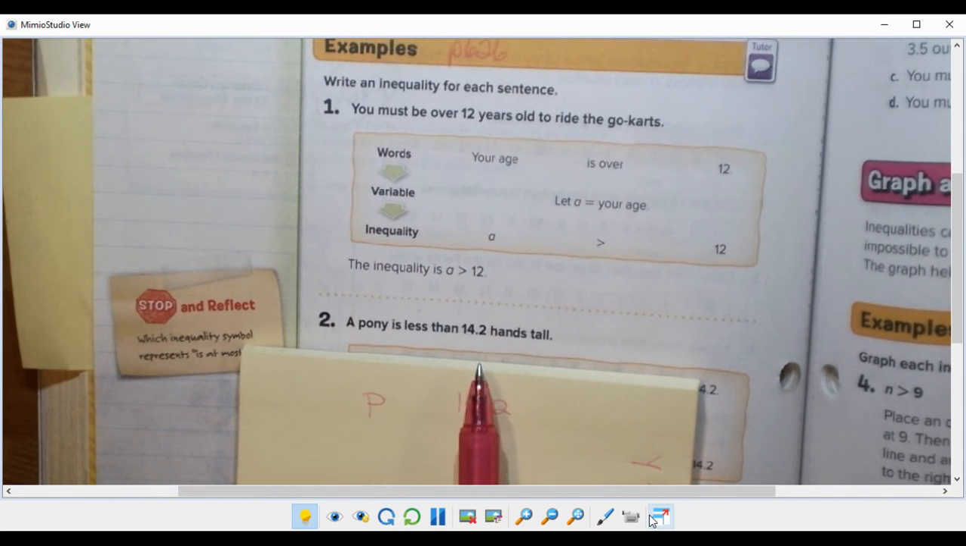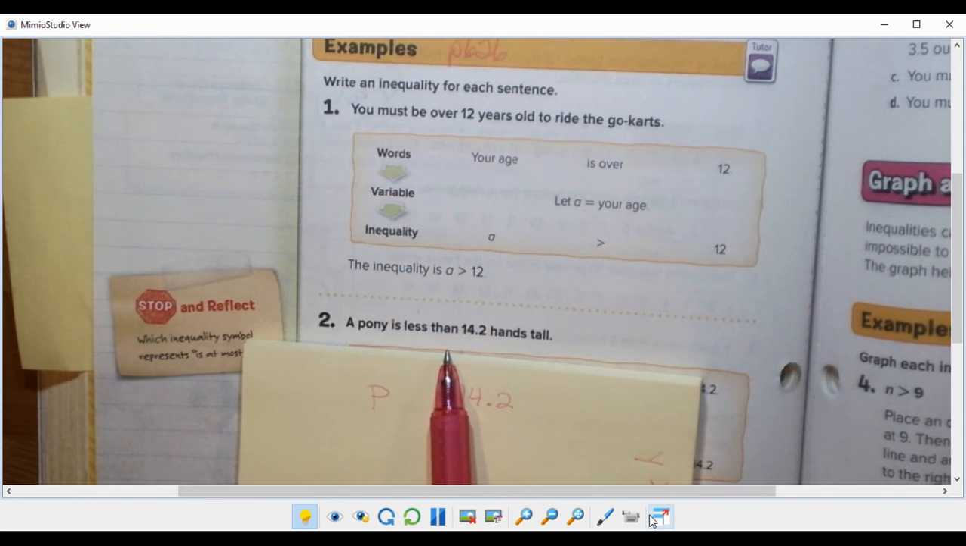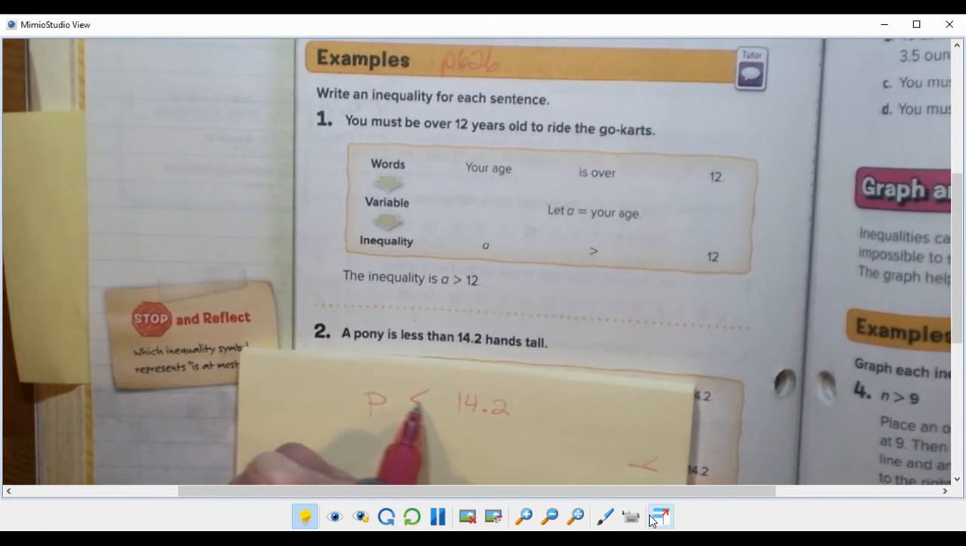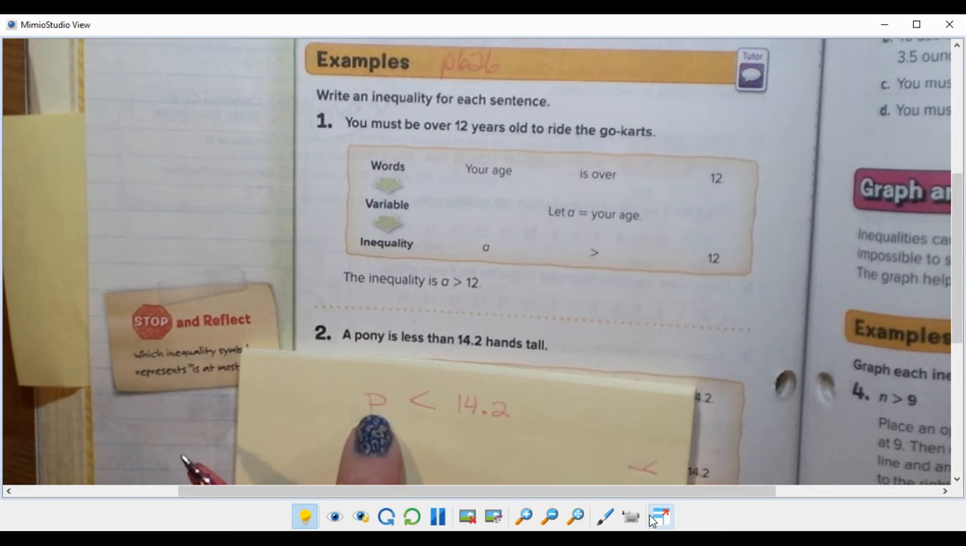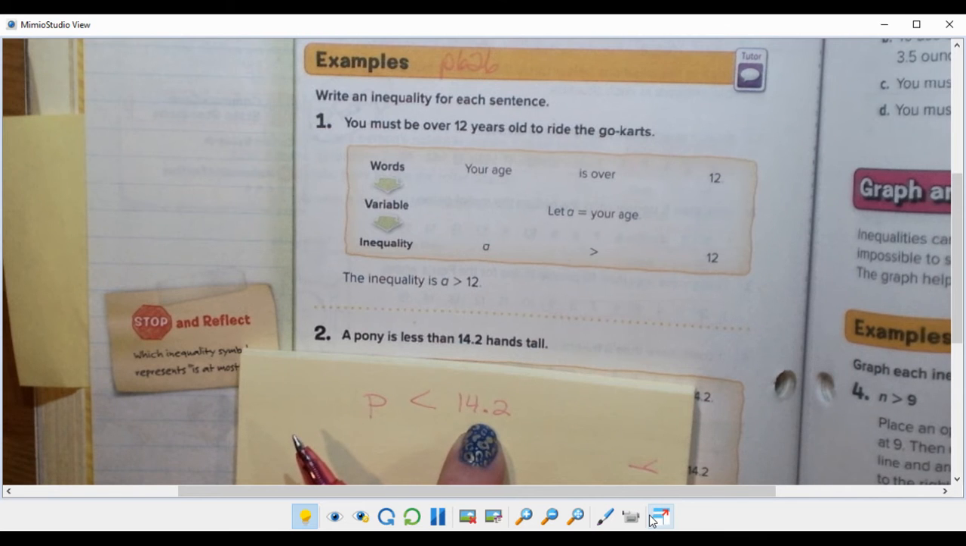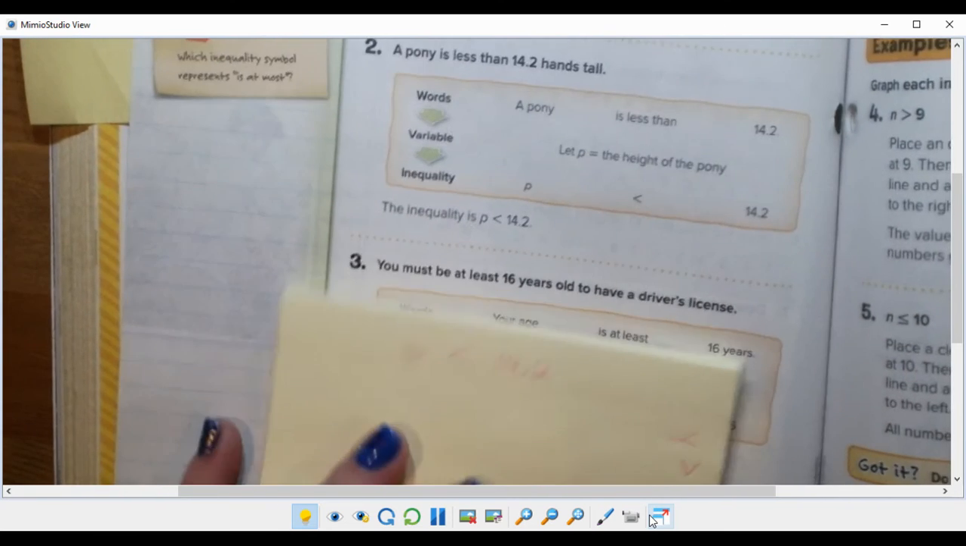Now, if I did 14.3, 14.4, 15, did they satisfy this? No. Is 14.2 part of the answer? No, because it doesn't talk about equal to. So this is the only symbol that I can use. A pony is less than, because the point comes first, 14.2 hands. All right, one more on this page and we'll do some practice.